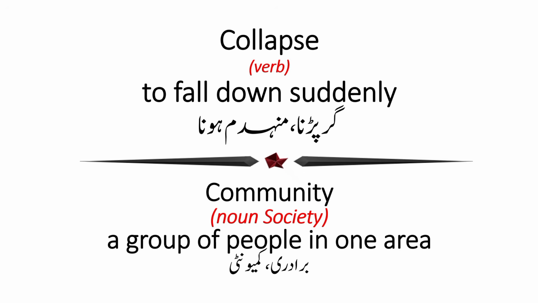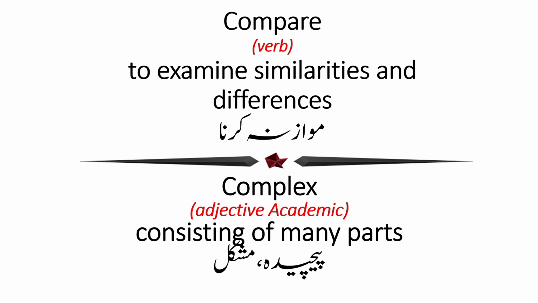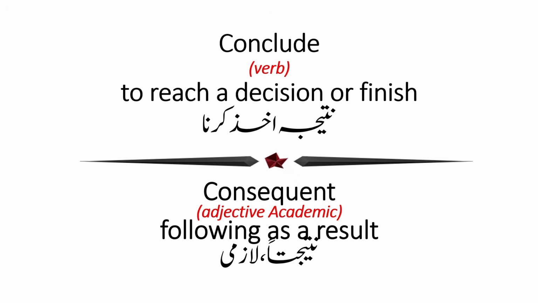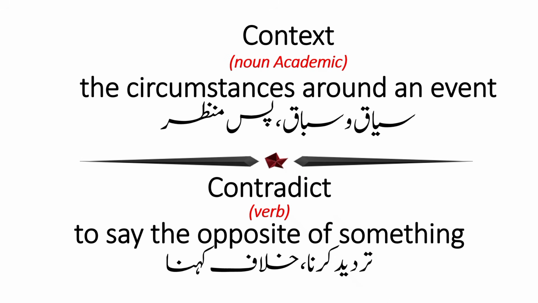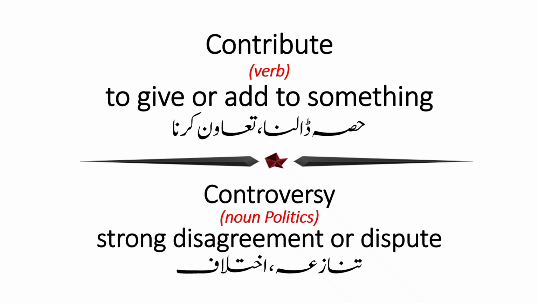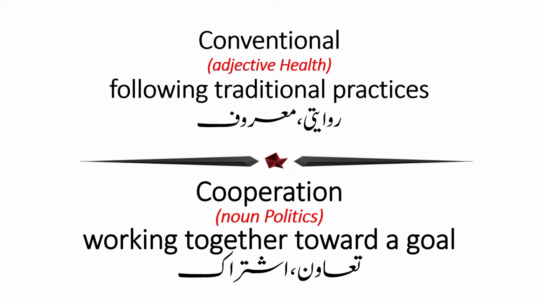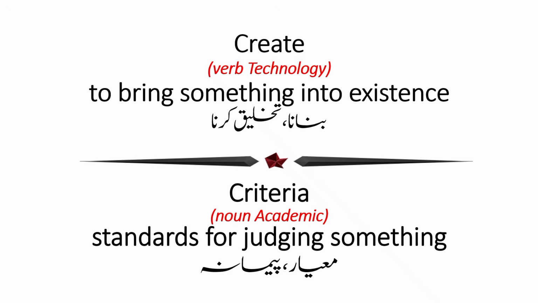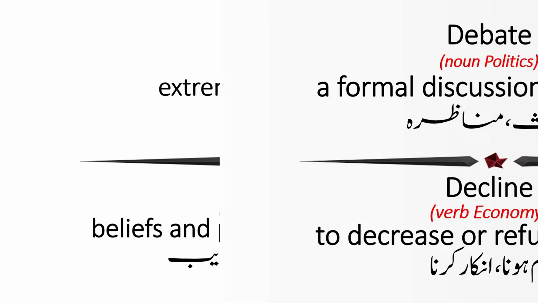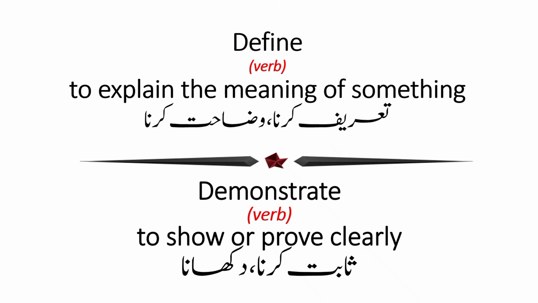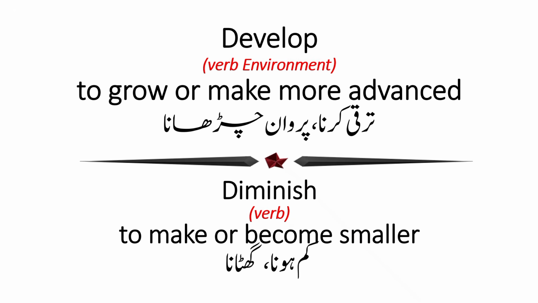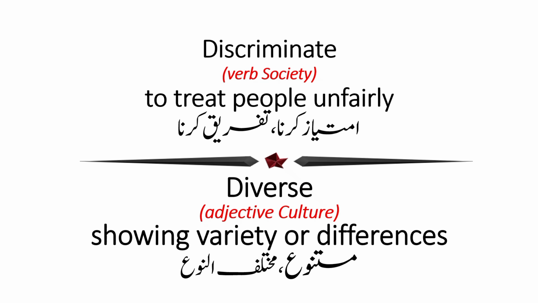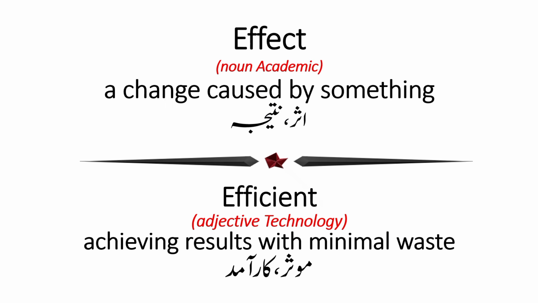Abandon, verb, to leave or give up completely. Abstract, adjective, academic, existing as an idea, not physical. Accelerate, verb, technology, to increase speed or progress. Access, noun, education, the ability to enter or use something. Accommodate, verb, society, to provide space or adapt to needs. Accumulate, verb, to gather or collect over time.